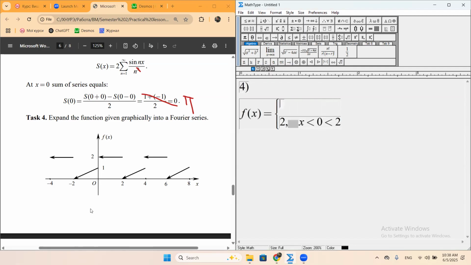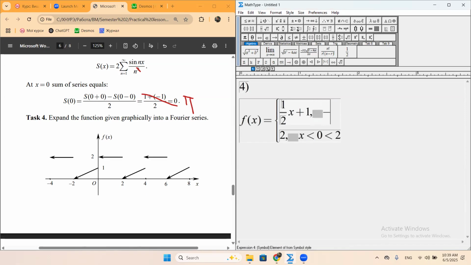And what about from minus 2 to 0? It seems that we have the angle coefficient 1 over 2. And it is also shifted up by one cell, so it equals 1 over 2x plus 1, not 1 over x, so 1 over 2x plus 1, for x from minus 2 to 0. So we received such an analytical expression.